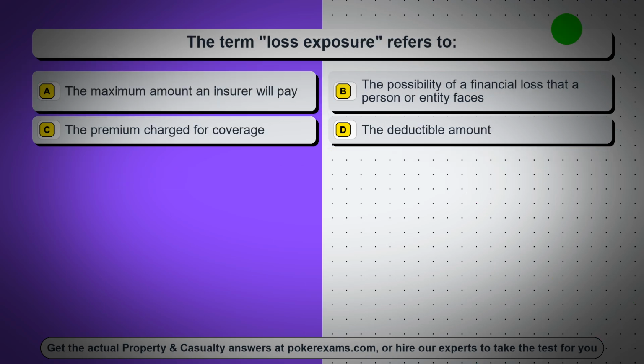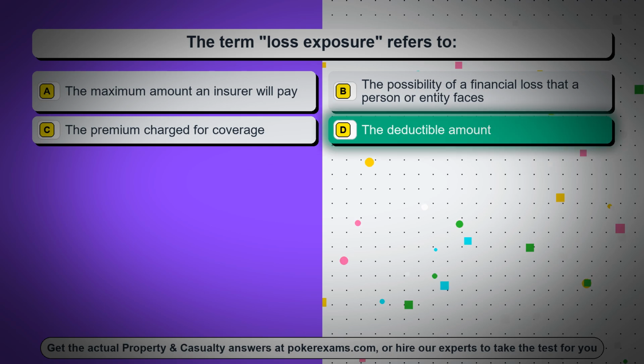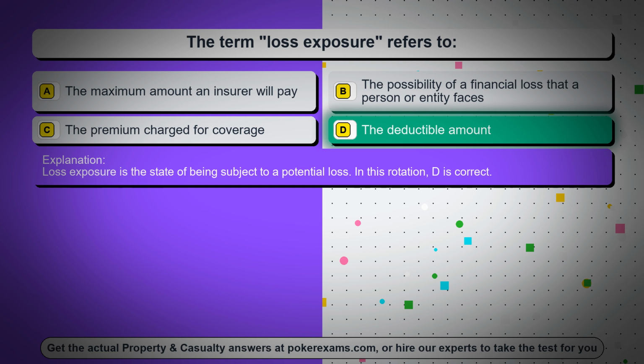Question 74. The term loss exposure refers to, option A, the maximum amount an insurer will pay, option B, the possibility of a financial loss that a person or entity faces, option C, the premium charged for coverage, option D, the deductible amount. The correct answer is option D, the deductible amount. Loss exposure is the state of being subject to a potential loss. In this rotation, D is correct.